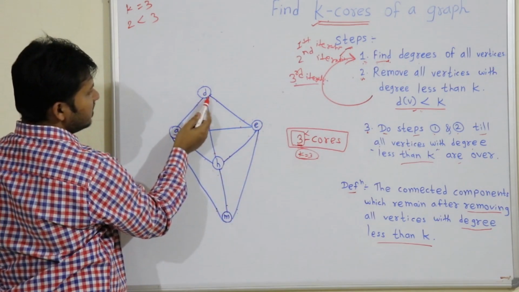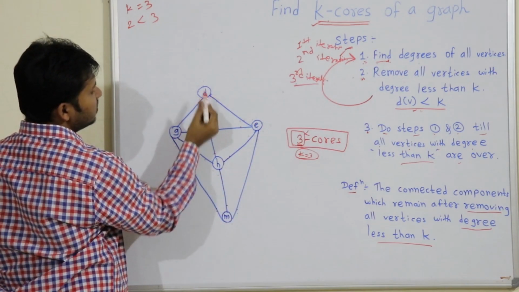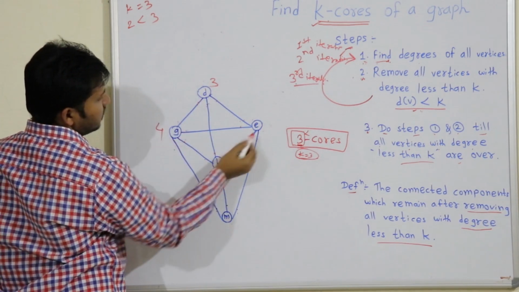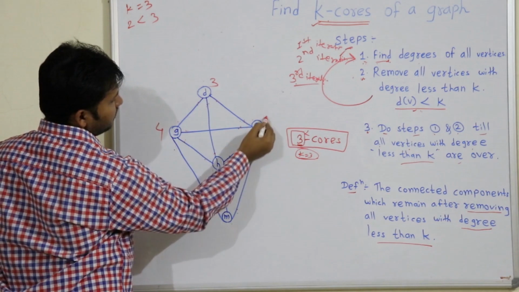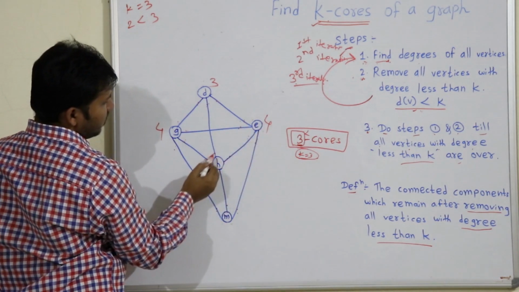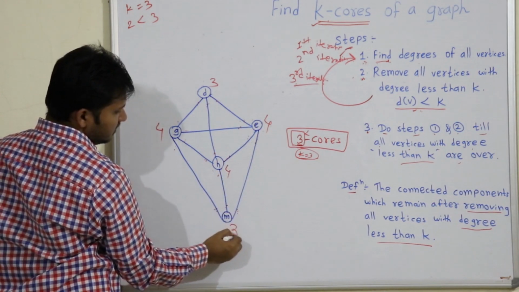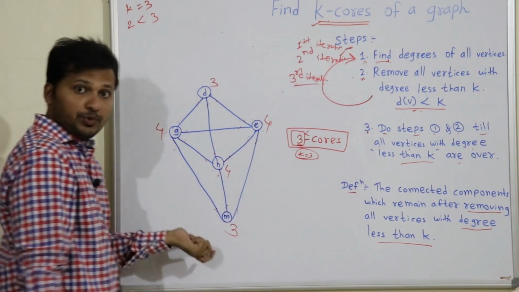So what is the degree for vertex D now? 1, 2, 3. For G, 1, 2, 3, 4. For E, 1, 2, 3, 4. For H, 1, 2, 3, 4. For M, 1, 2, 3. Yes, you have computed the degrees.